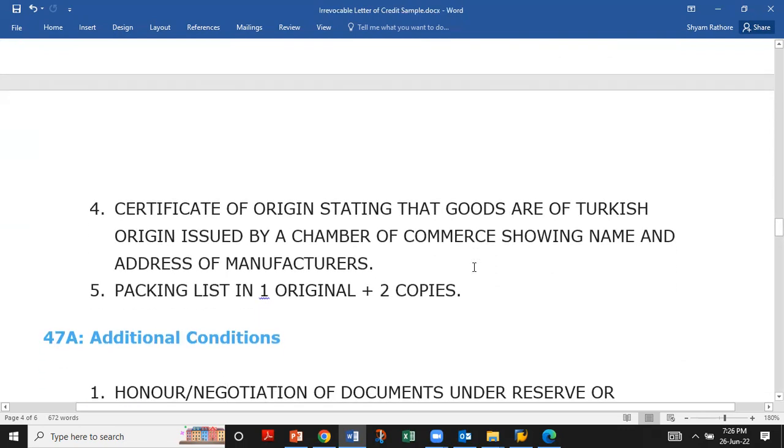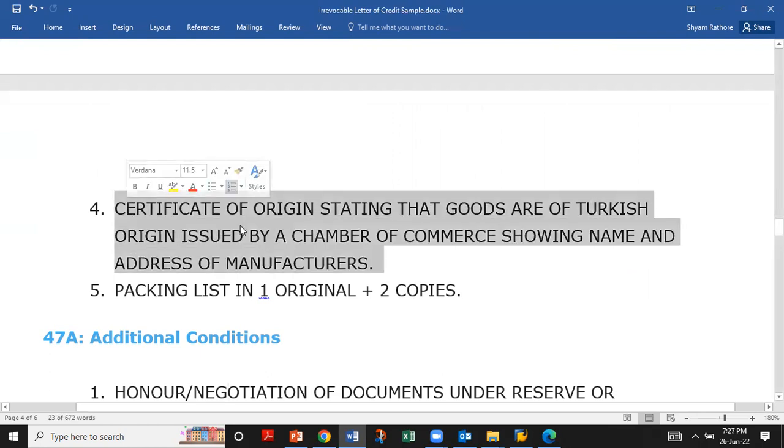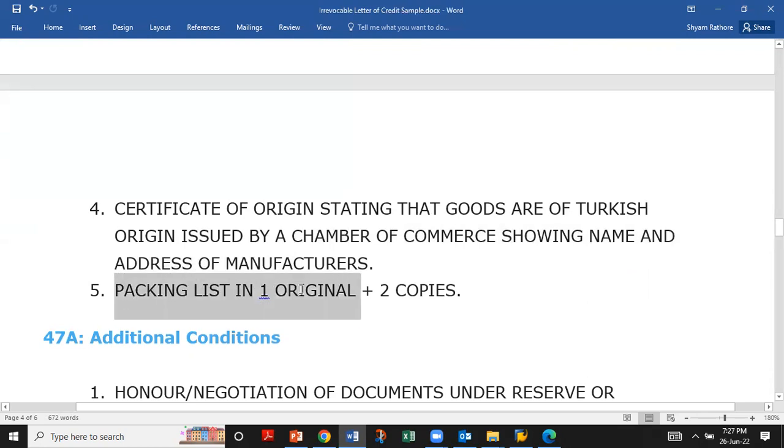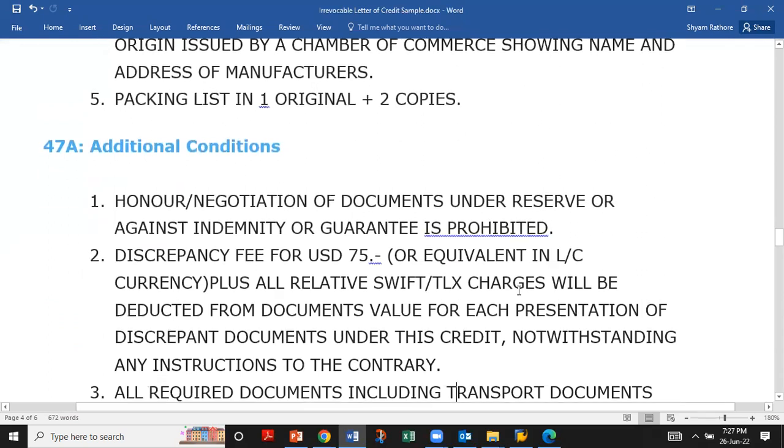Fourth, certificate of origin stating the goods are of Turkish origin, issued by the Chamber of Commerce, showing the name and address of the manufacturer. The certificate of origin also needs to be presented, along with the packing list, one original and two copies. The fifth document is the last one, which needs to be presented to the exporter's bank. The exporter will dispatch the goods, and the set of documents needs to be presented to the bank for receiving payment.